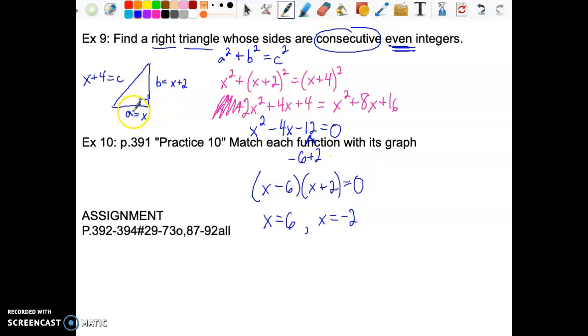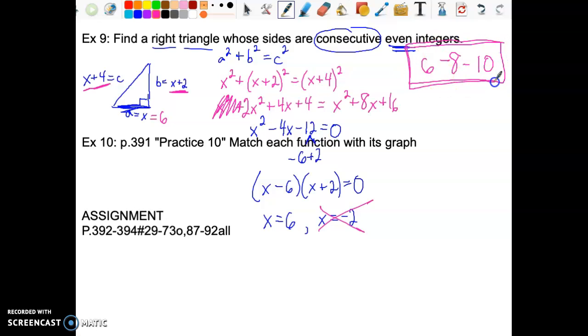Now the issue is can you ever have a side length that is negative 2 in length? No. So this is impossible. So what's our final answer is if x is 6, then this length has to be 2 more than 6, so 8. And then the hypotenuse has to be 4 more than 6. And you can double check, but 6, 8, 10 is a common Pythagorean triple that you're probably familiar with.